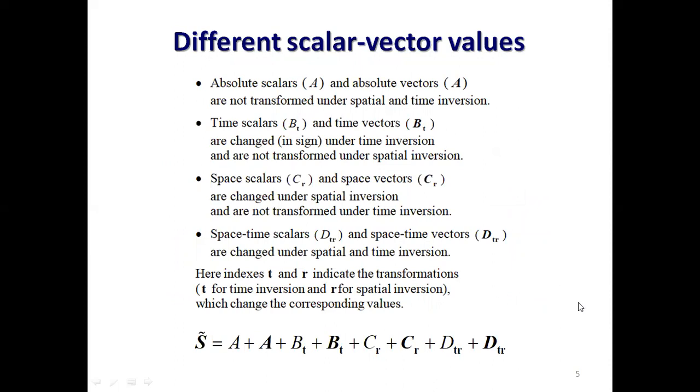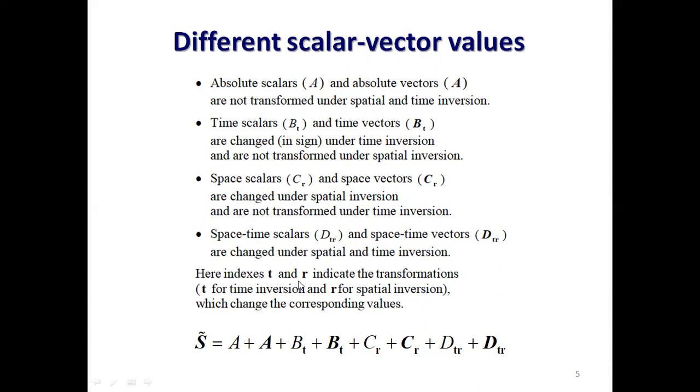Okay, space-time Cdons. All physical values, scalars and vectors, can be represented as four different groups. Absolute scalars and absolute vectors are not transformed under spatial and time inversion. Time scalars and time vectors are changed in sign under time inversion and are not transformed under spatial inversion. Space scalars and space vectors are changed under spatial inversion and are not transformed under time inversion. And at last, space-time scalars and space-time vectors are changed under spatial and time inversion.